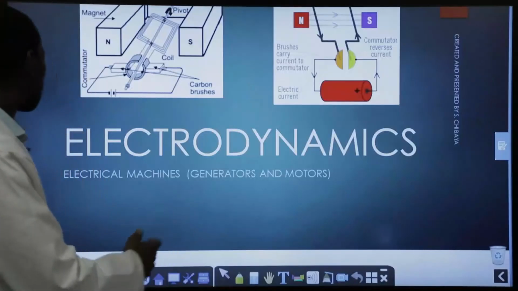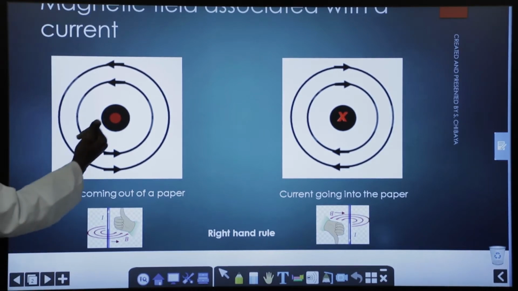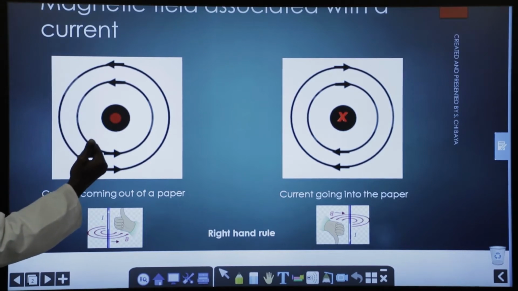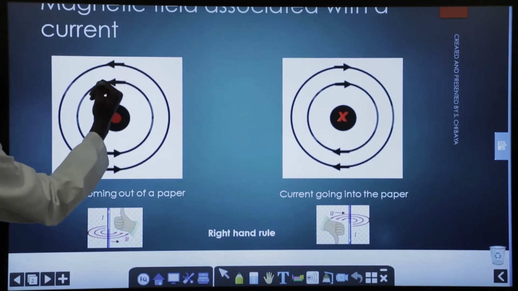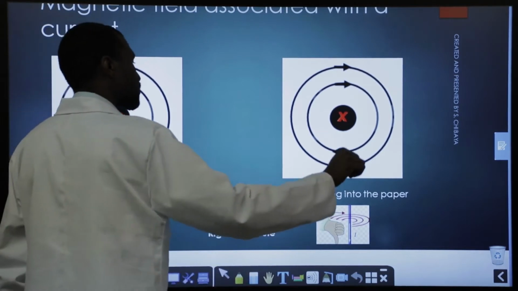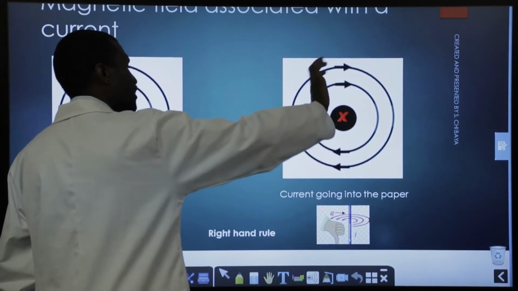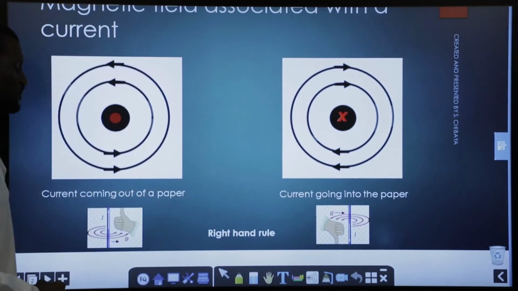All right, so that's electrodynamics, motors and generators. Quickly, as revision, in previous years, you've learned that a magnetic field is associated with a current-carrying wire. In other words, if current is coming out of the page, we have the magnetic field going round, and we call this the right-hand rule, okay? And if you have current going into the page, you have the magnetic field going round. These are the two examples that we talk about.